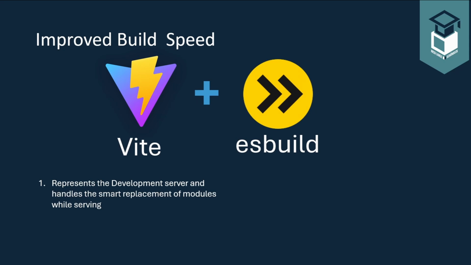Vite represents the development server and it allows features like smart replacement of modules while you're in development, which helps you stay with the same data as you had before your last testing. If you have this application served and have changed some data, the application does not have to be completely reloaded to update the changes you are making.